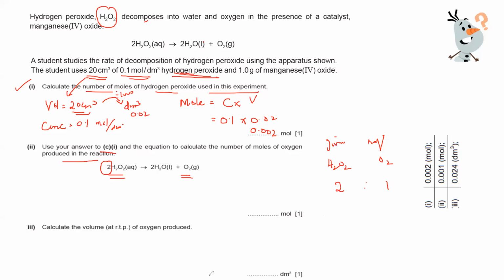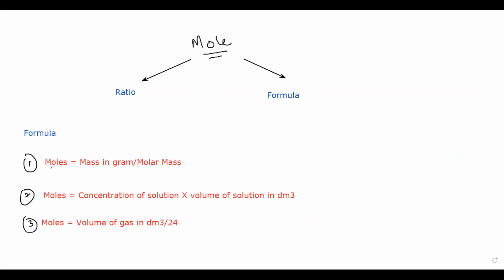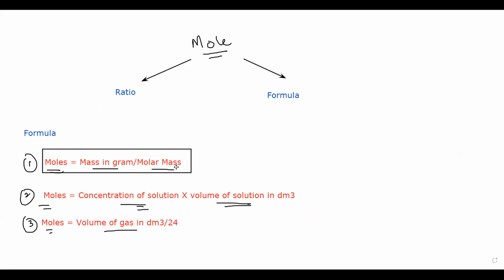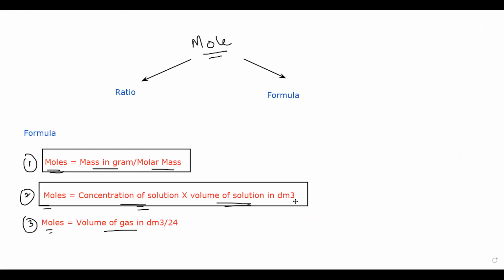These are the three formulas which are related to moles. Number one, if you want the moles, it is mass in gram divided by molar mass. Number two, it is concentration of a solution multiplied by volume. And number three is the volume of a gas in dm cube divided by 24. These are the three formulas which you have to learn or memorize related to moles.